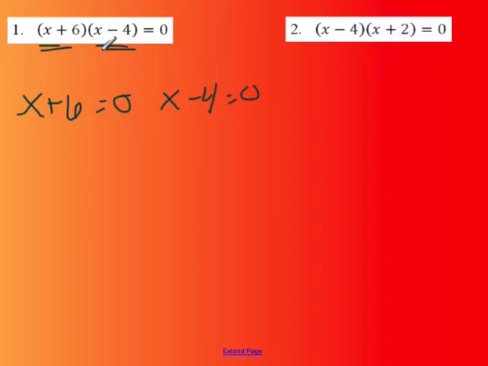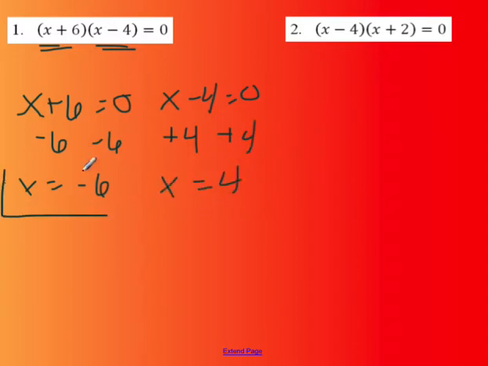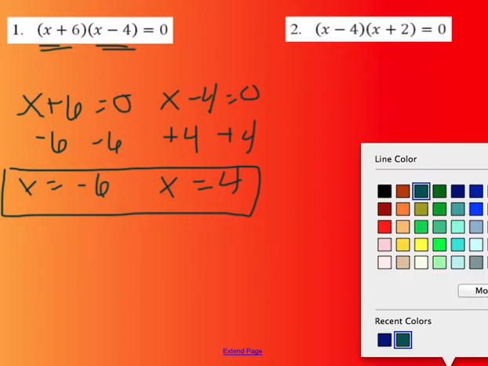So now I'm just going to solve each of these for x. So here I get that x is equal to negative 6. On this one I'm going to add 4 to both sides, and I get that x is equal to 4. So either x is equal to negative 6 or x is equal to 4. So that's your final answer for number 1. Let's take a look at number 2.